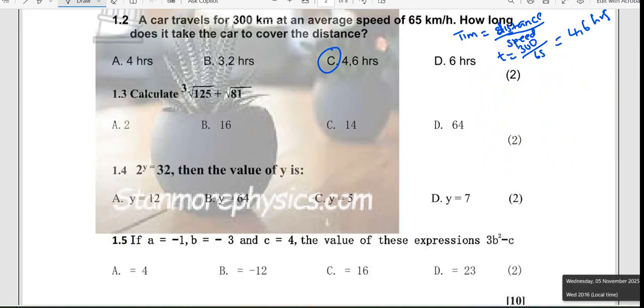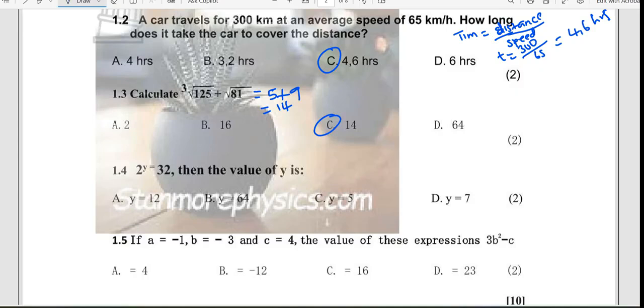Guys, let's calculate the cube root of 125. You can use this calculator. The cube root of 125 is 5, guys. It's 5 plus the square root of 81, which is 9. And the answer is 14. The correct answer is 14.